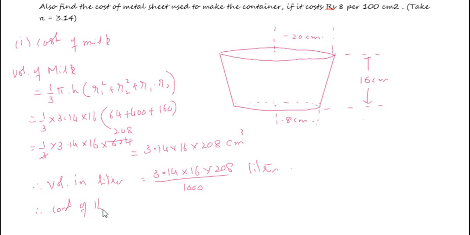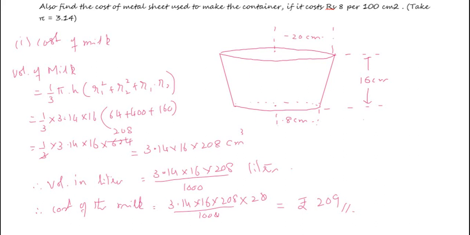cost of the milk, that is volume of the milk, 3.14 into 16 into 208 divided by 1000. This is the volume of milk in liters into 20, that is the per liter cost. This 0 goes here. If you simplify this, I have simplified and written here, so it comes to rupees 209. This is the cost of the entire milk in the container.